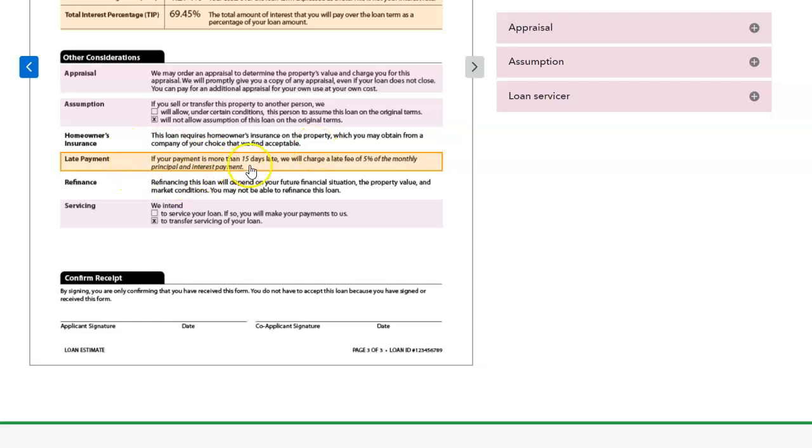This tells you that if your payment is more than 15 days late, you're going to be charged 5% of the monthly principal and interest as a late fee. So it's important to try to pay your payment before the 15th of every month.